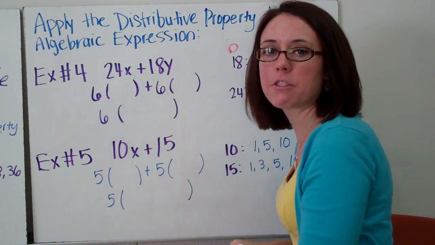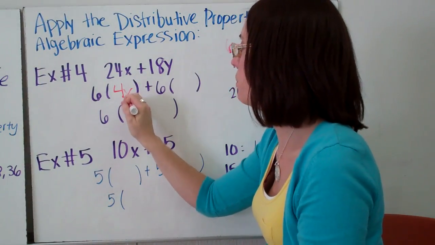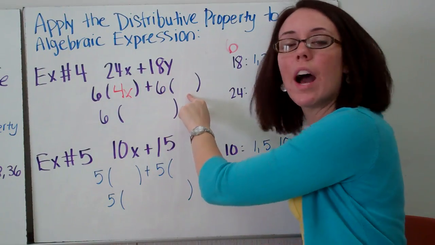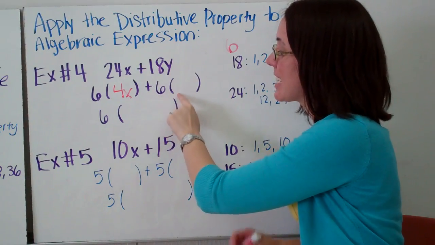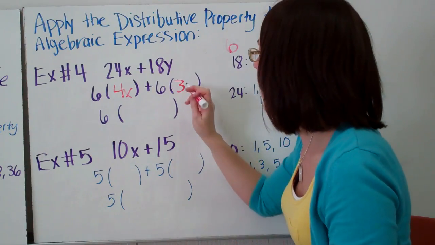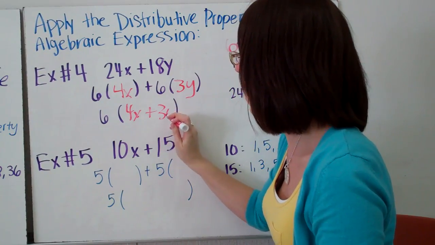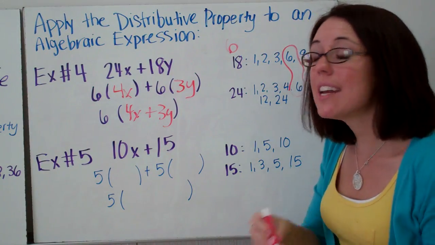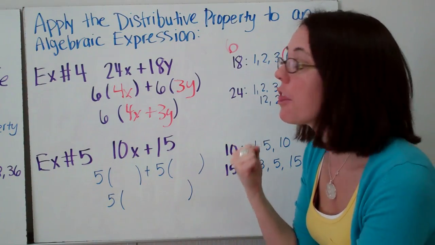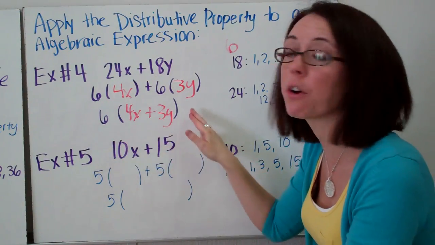6 times what gives me 24x? We know 6 times 4 gives us 24, but you have to include the x. 6 times 4x gives us 24x. 6 times what gives us 18y? We know that 6 times 3 gives us 18, but 6 times what gives us 18y? 6 times 3y. In parentheses, we're going to do 4x plus 3y, and we're going to stop. We cannot add 4x plus 3y because they are not like terms, but we have factored out the common factor between 24x and 18y, which is 6. This is your final answer.